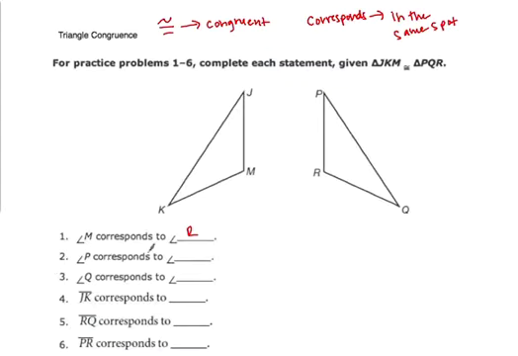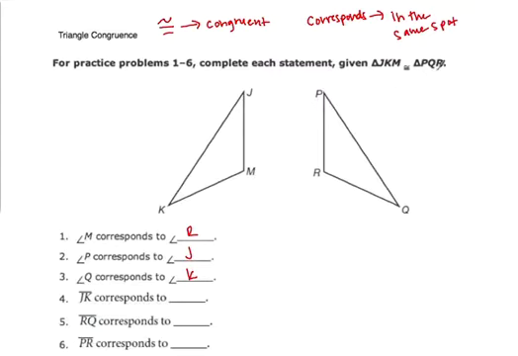All right, so P corresponds to what angle? P would correspond to J. I can tell that P corresponds to J because P and J are at the top of the triangles. Q would correspond to K. So again, I'm looking at either the location on the triangle, or the location in the way that it's written, if I have it written out.